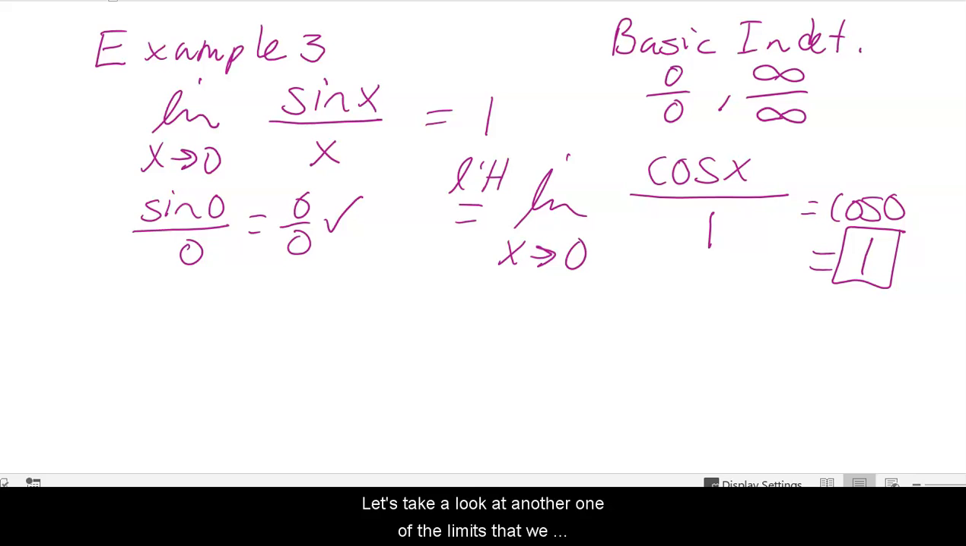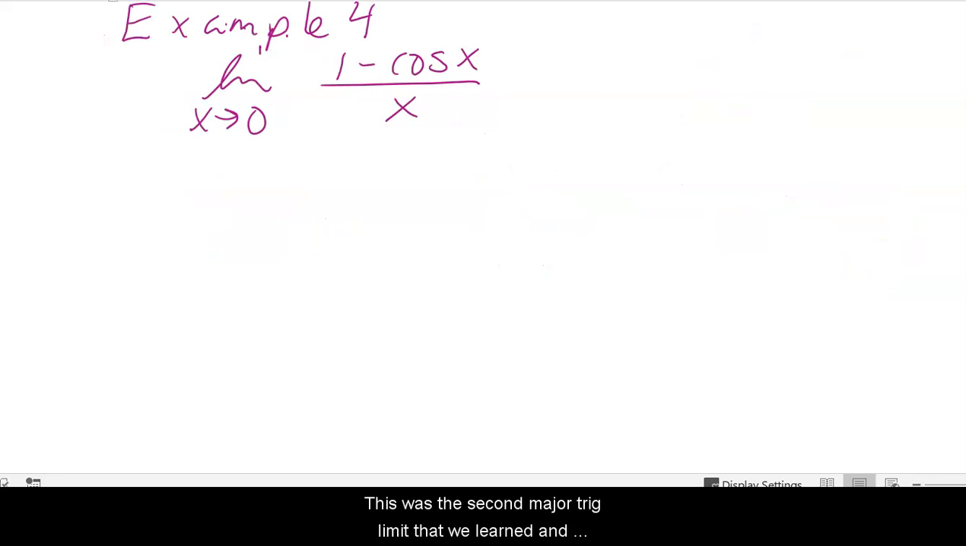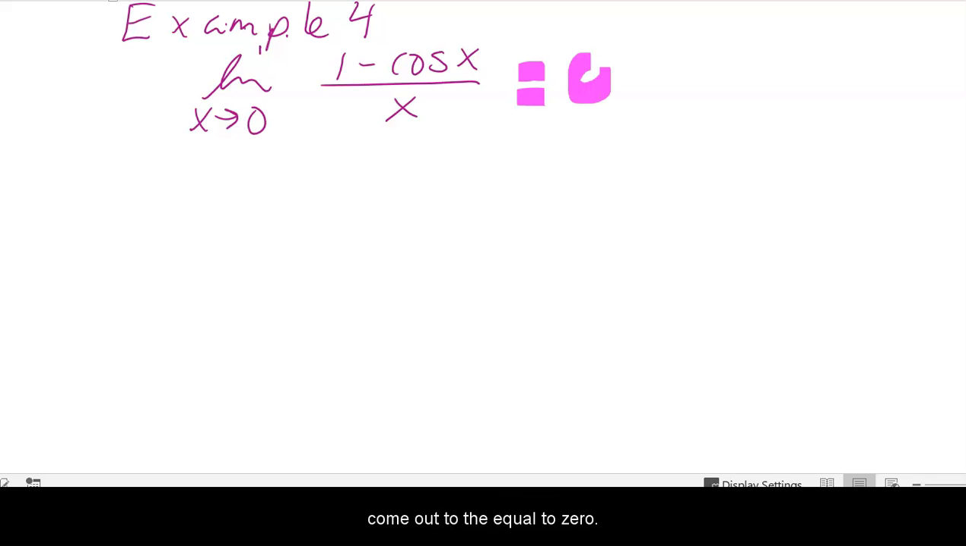Let's take a look at another one of the limits that we learned back in Chapter 2. This was the second major trig limit that we learned and memorized in Chapter 2. We know from what we did in Chapter 2 that this should come out to be equal to 0. Let's take a look and see if we can prove that.